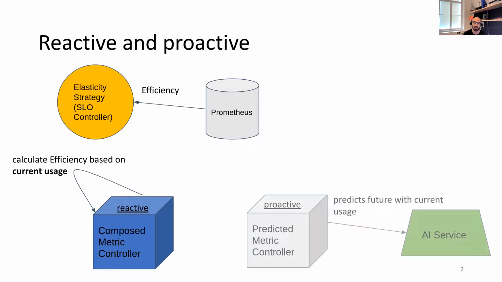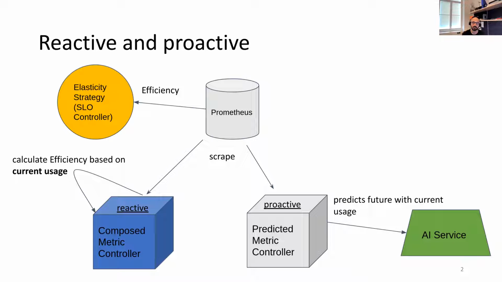And the thing I will present now is the proactive part, where we generate a predicted metric controller instead of a composed metric controller. And we use the current usage data to predict the future with an AI service. And we will cover both parts. So we will basically see how to create the predicted metric controller, as well as how we deploy the AI service and call it.